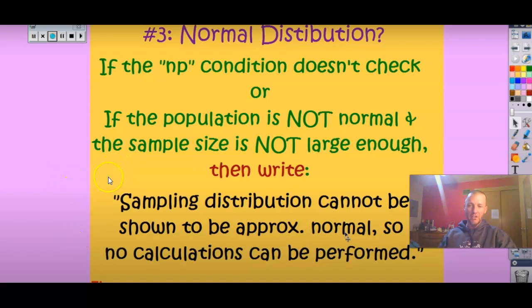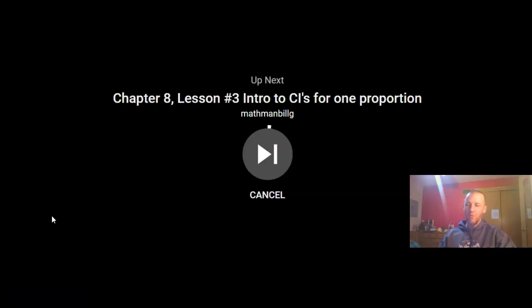If you have those three conditions, we're going to be good for doing our confidence intervals. We will talk about the specifics of confidence intervals in 8.2 and 8.3 beginning next week. But these 4 days this week are about what the heck is a confidence interval.